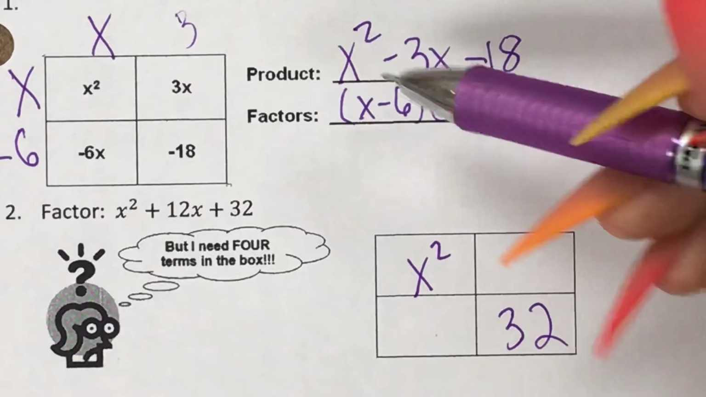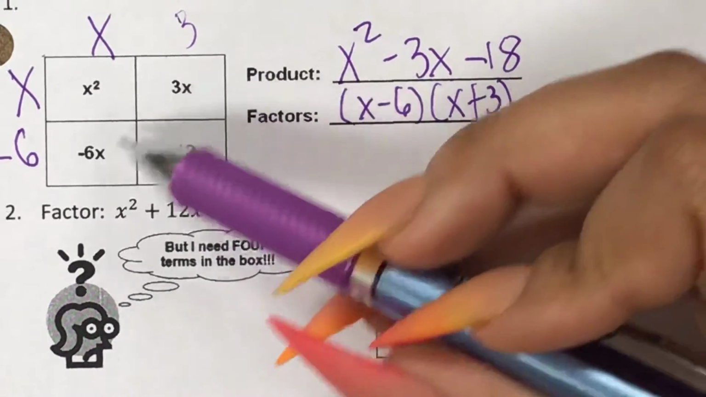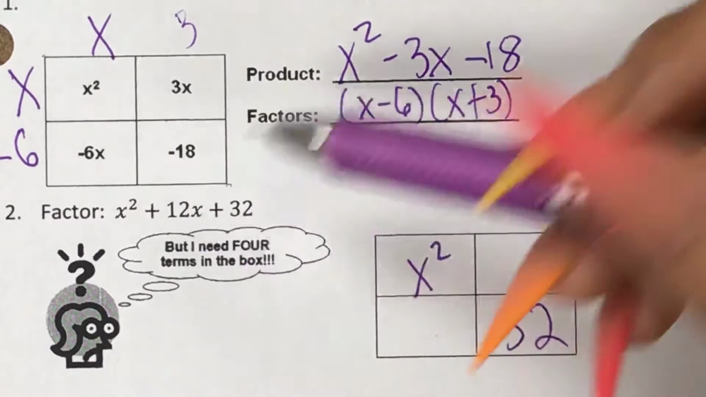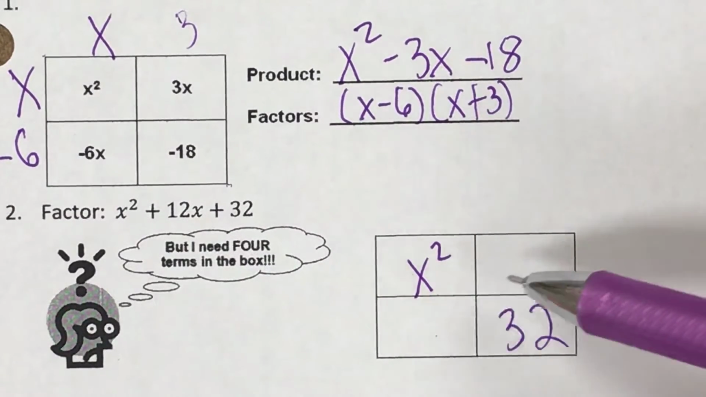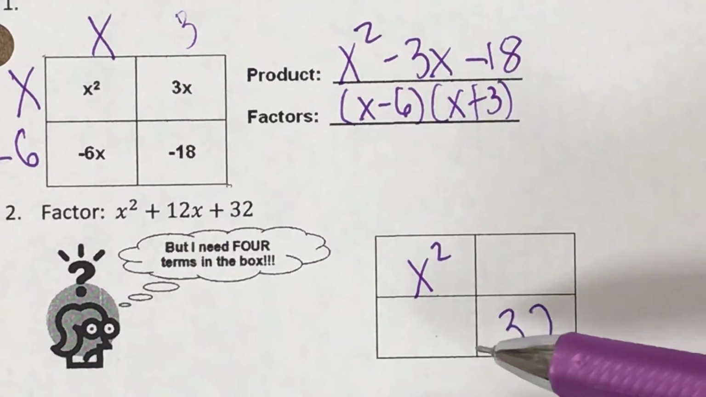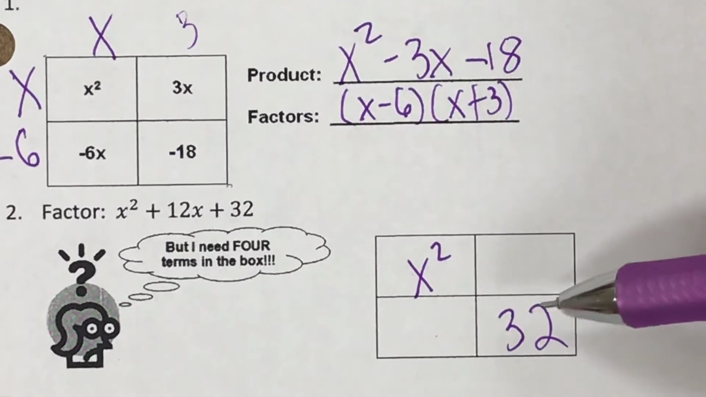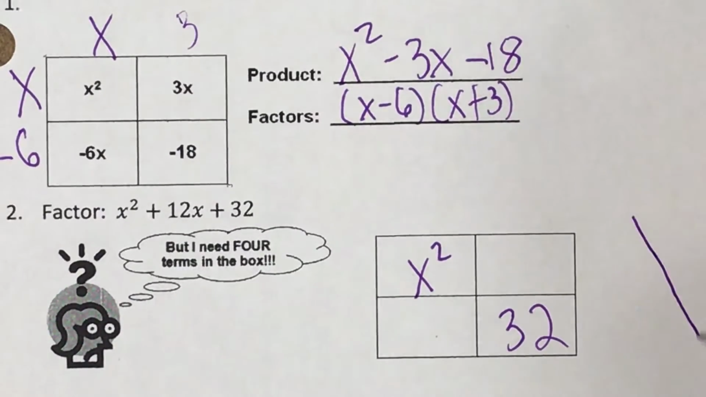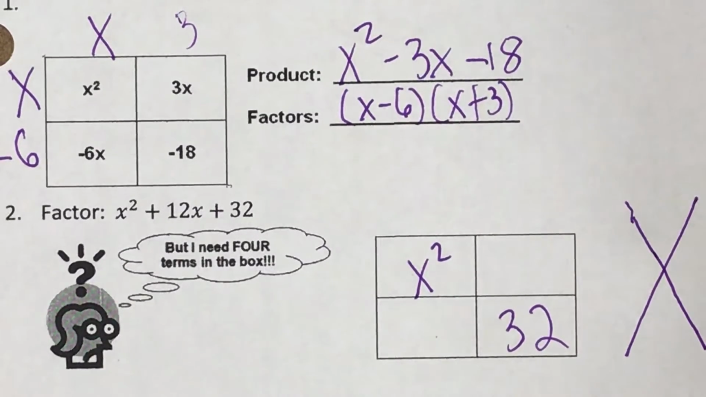Now, how do we get negative 3x? Well, we combined these two. We added the like terms. So this 12x came from both of these boxes. So I need to see what can add to get 12, but it also has to multiply to get this 32. So that's where these x puzzles are going to come in.